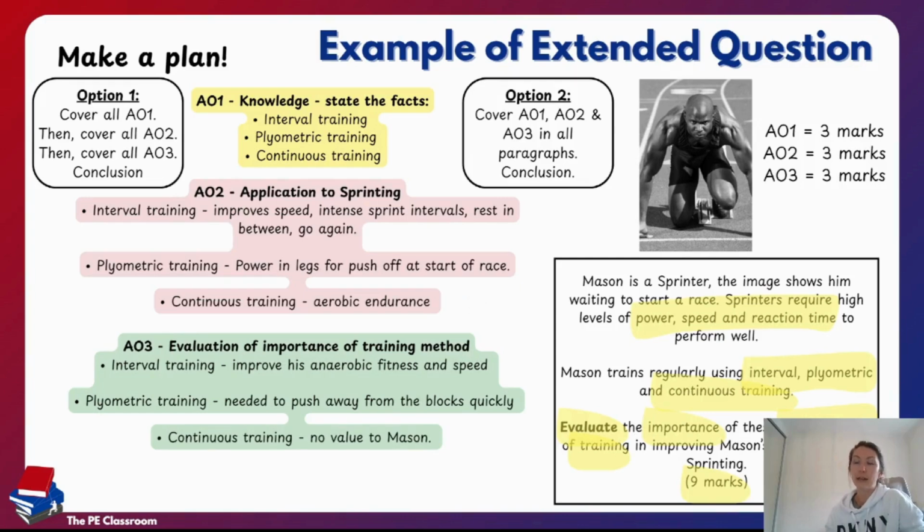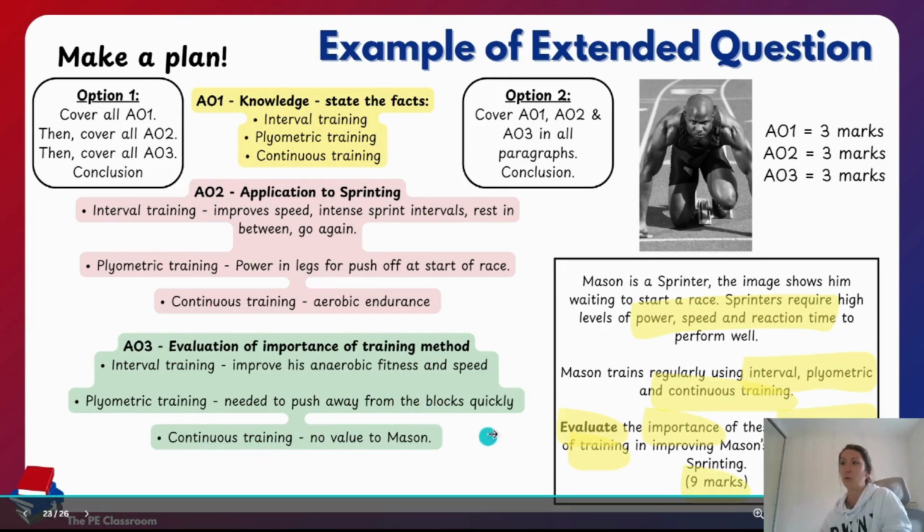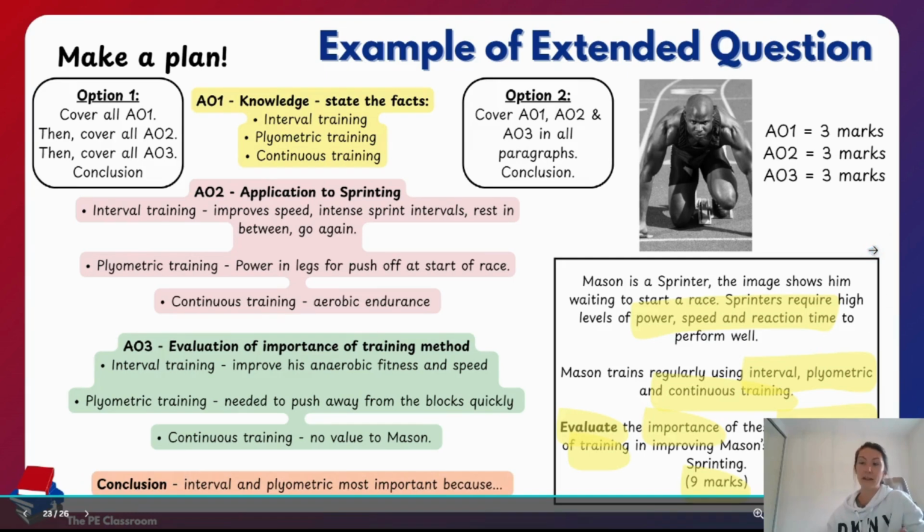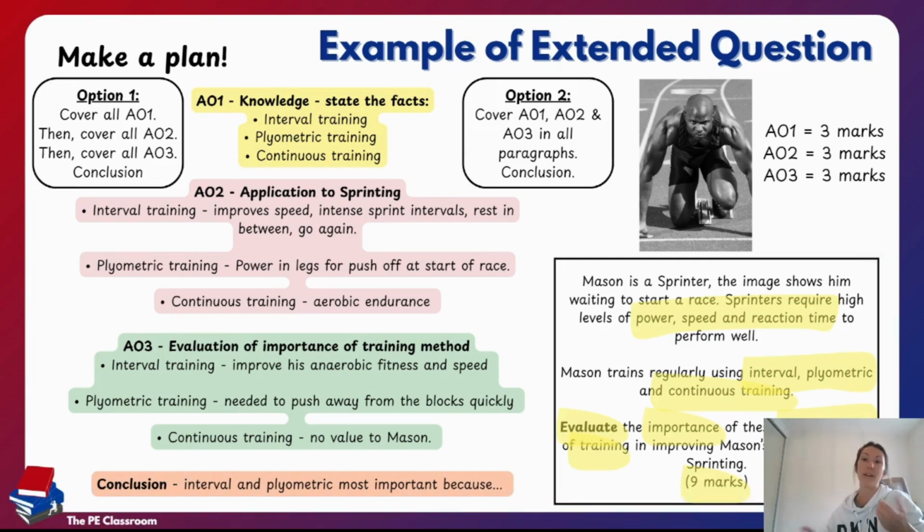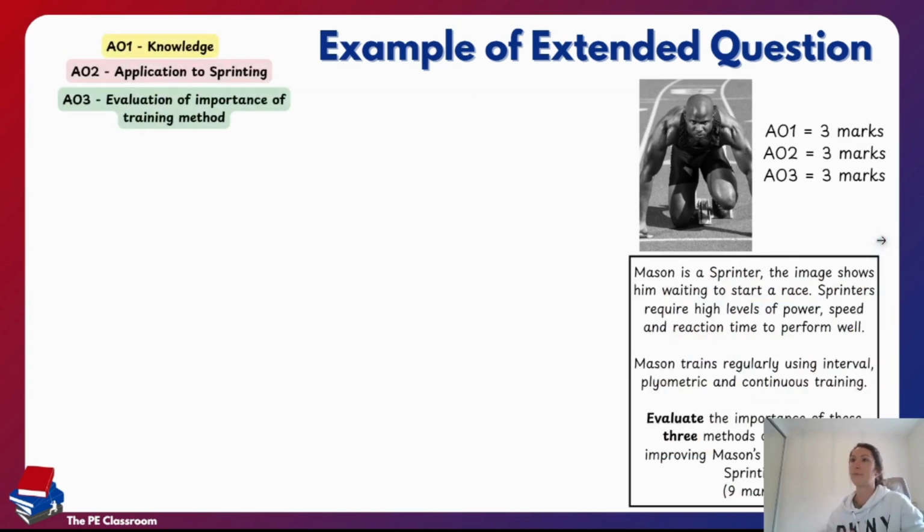My AO3 points then will be going into the importance of each training method and my evaluation. These are just really brief points just so I know what I'm going to say, but essentially interval training improves his anaerobic fitness and speed. Plyometric training improves his power. He obviously needs that. Continuous training is no value to Mason whatsoever. And then your conclusion will be about the fact that interval and plyometric training are most important, not so much continuous training. So that would be you concluding your answer.